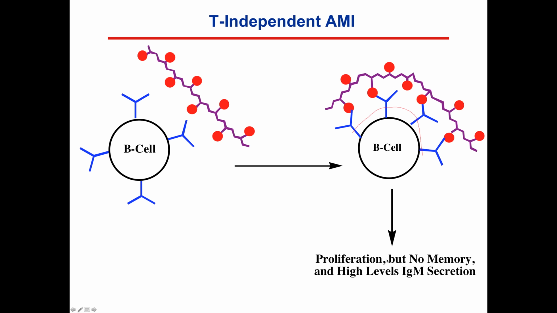However, there's no memory garnered by this interaction, so you don't see any memory. So it's for a short while. You get some short-term proliferation of these particular B cells, and you also get high levels of IgM secretion. So it's almost an initial protection that you can achieve by this mechanism.